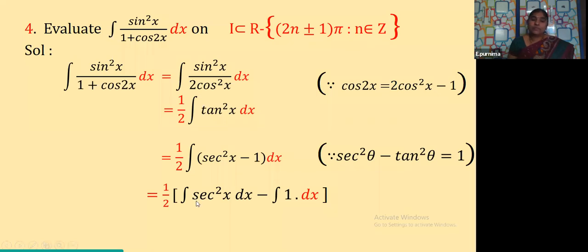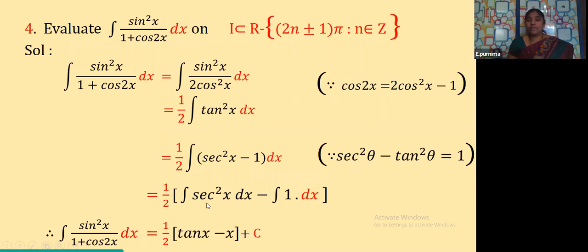So what is the integral of secant square? It is nothing but tan x. Okay, and here the integral of 1 we also have, and the integral of secant square x we also have. So now here we got the final answer, the integral of our given function. Integral of sine square x by 1 plus cos 2x dx is equal to half into tan x minus x plus c. So always remember, children, once again I am reminding you, whenever you are solving indefinite integrals, you should never forget putting this c. Clear?